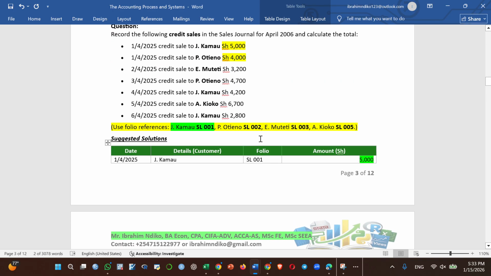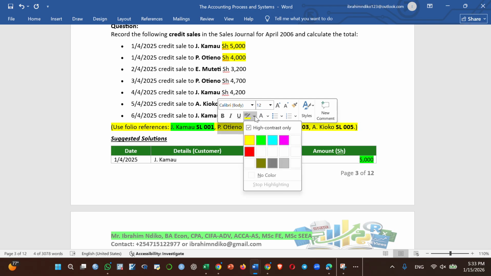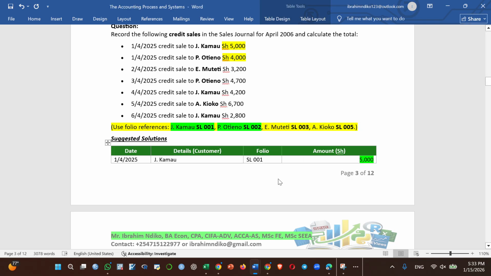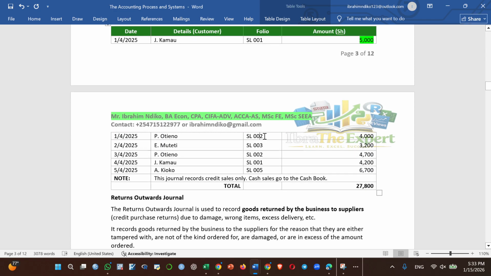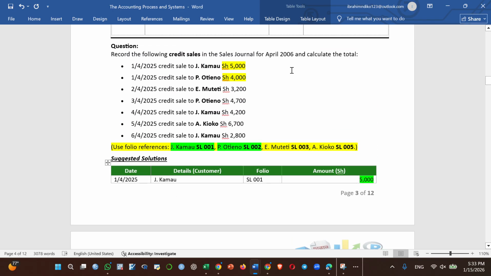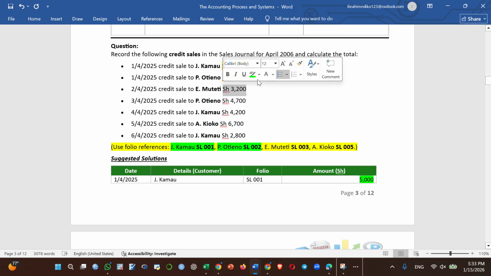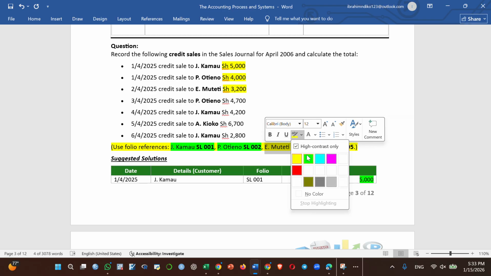Let's confirm. We have it here, SL002. Then the amount is 4,000. I hope you can see. Then after that, the next date is on 2nd. Now, on 2nd, there was another credit sale made to Muteti. The folio number or the reference number is 003.